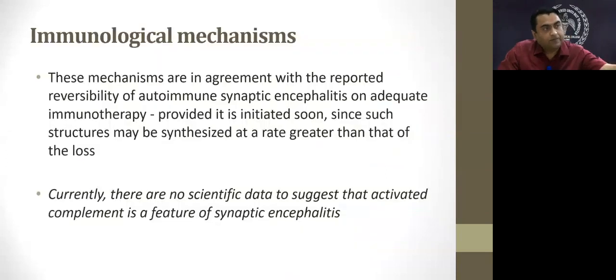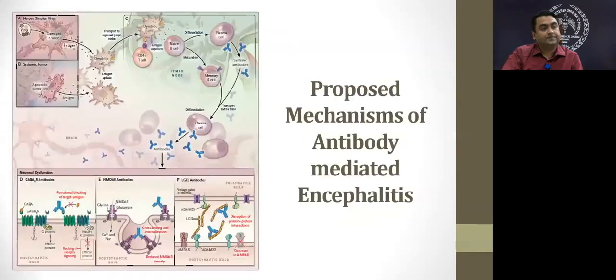Now, the immunological mechanisms described are in agreement with the reversibility of autoimmune synaptic encephalitis, or cell surface encephalitis, with adequate immunotherapy, provided it is initiated at the earliest, before further destruction occurs. Considering that B cell and T cell mediated immunity are involved, there's no data to suggest that there is a complement mediated injury in these forms of encephalitis.